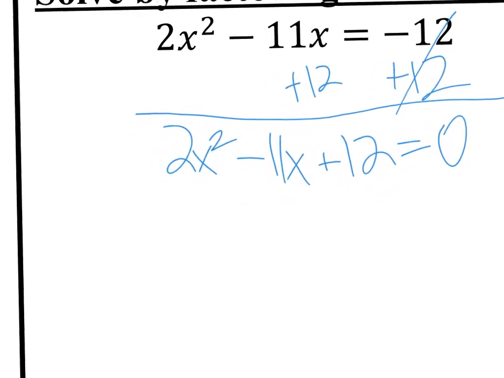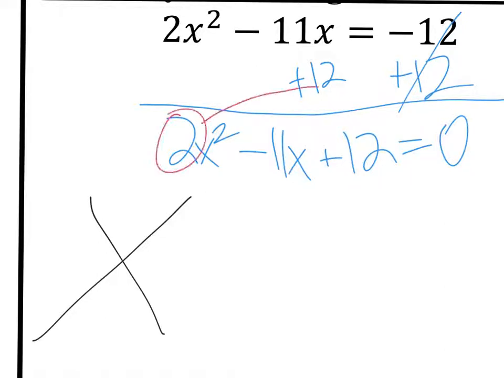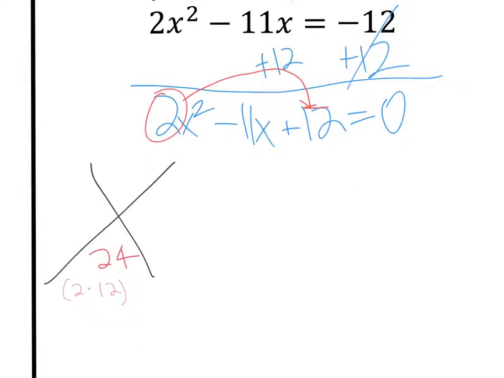In the previous example, I looked at the factors of the last number that added up to the middle number. Well, when there's a number in front of the x squared, you're going to take that number and multiply it by the back number. So this bottom number will be the a times c number. What's 2 times 12? That's 24. And then the middle number can stay the same. So what you're trying to do is think of the factors of 24 that add to get negative 11. In this case, that's going to be negative 8 and negative 3.